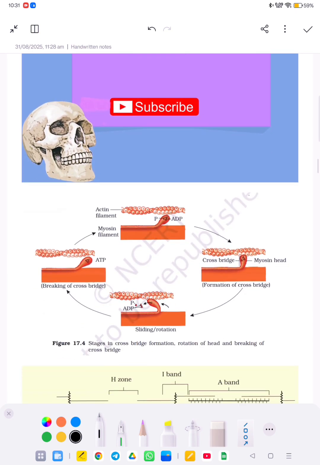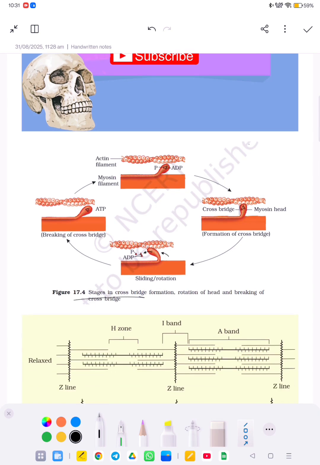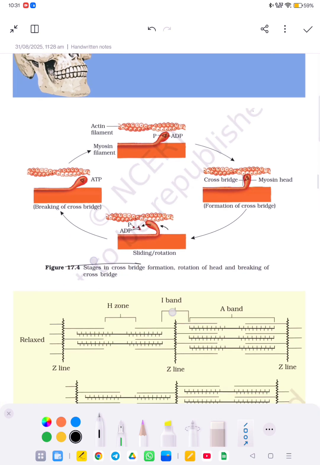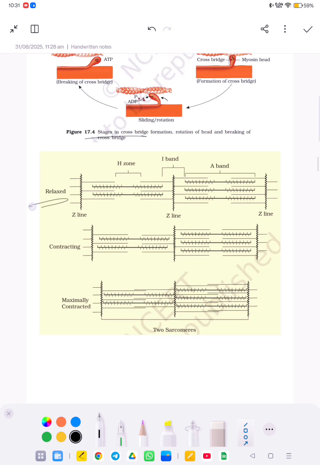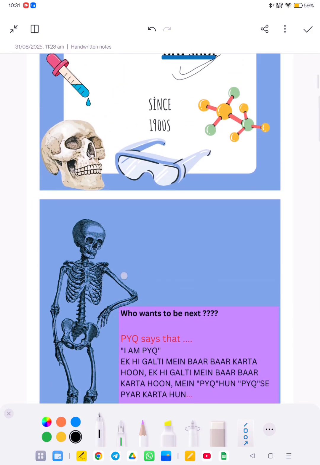And for this, I have NCERT pictures. This is nothing but the sliding filament theory mechanism, the sliding mechanism. And this picture is about contraction. Three states: relaxed state, contracting state, and maximum contraction. We will see the differences later. Now we will come back to our page.